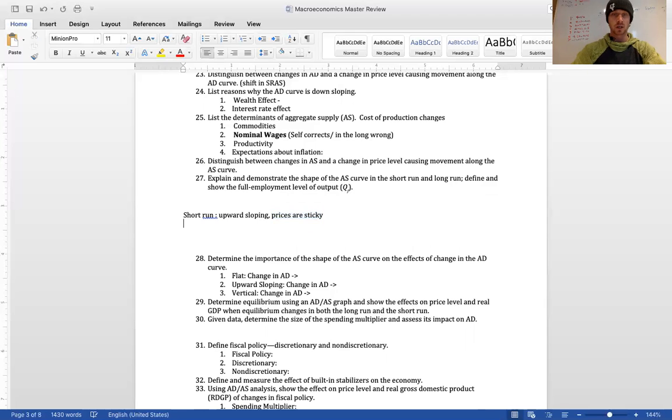In the long run, it is vertical because in the long run, prices are no longer sticky. Prices will change. This has to do with the nominal wages. In the long run, it's vertical, and it represents the production possibility curve. We can only make so much with our given work resources.